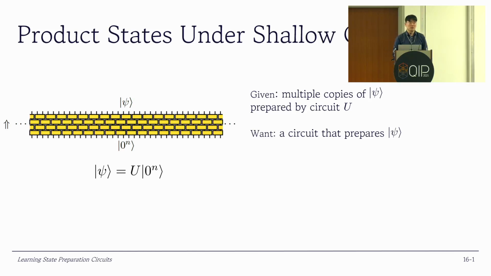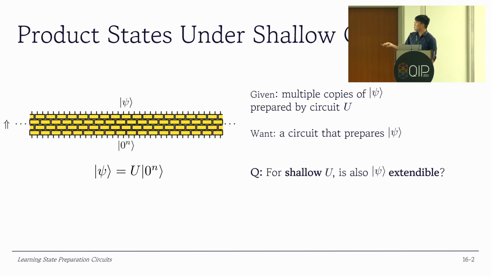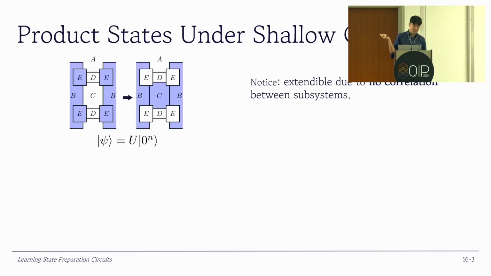Now, consider the effect of the shallow circuits on a product state. Again, consider our problem in that it is multiple copies of psi prepared by unknown circuit U. We want to prepare psi with some circuit. In particular, for shallow preparation circuits, notice how the psi state, the desired state, is essentially the all-zero state with a shallow depth unitary applied to it. So the question then is, if U is shallow, should that psi state also be extendable?